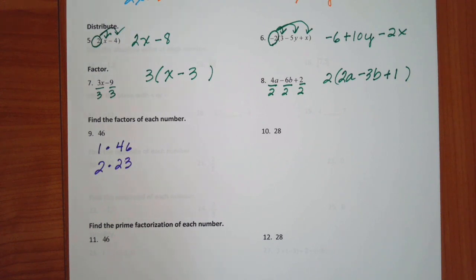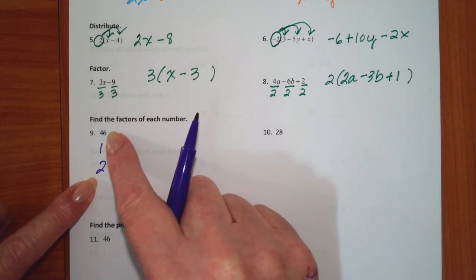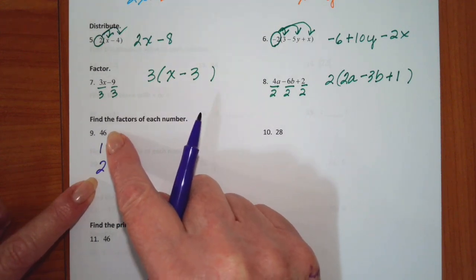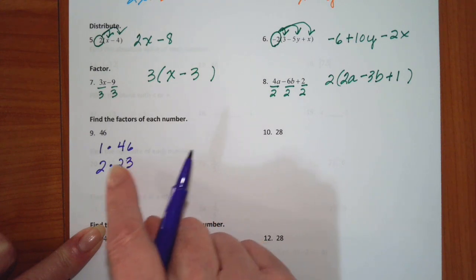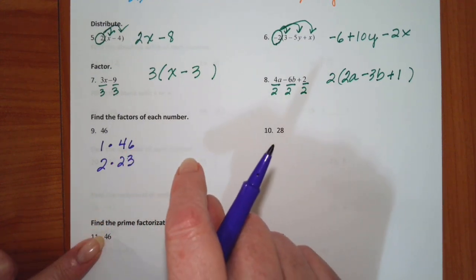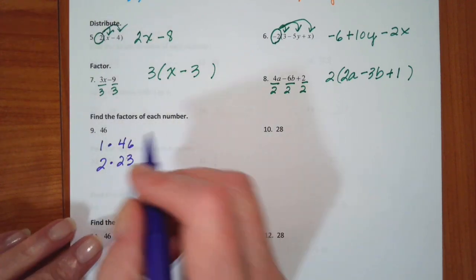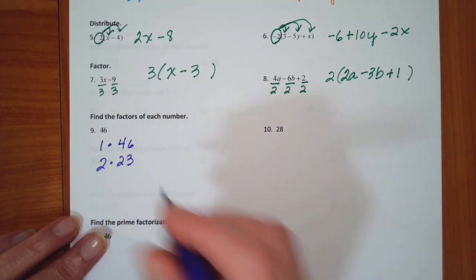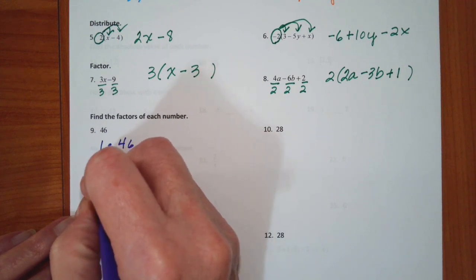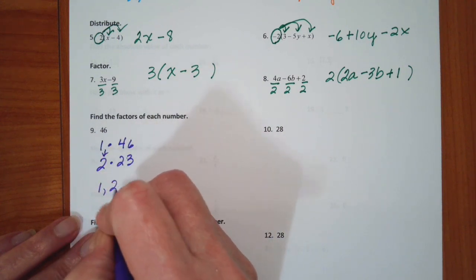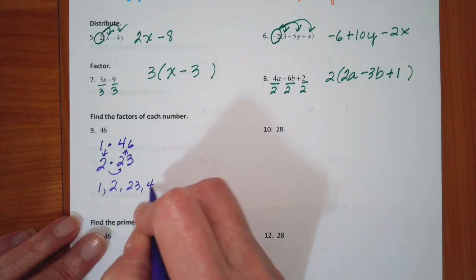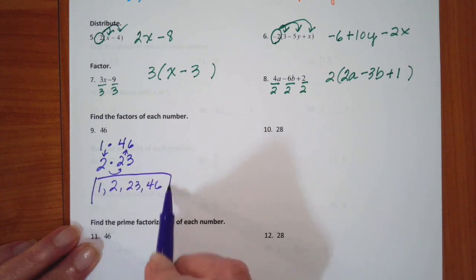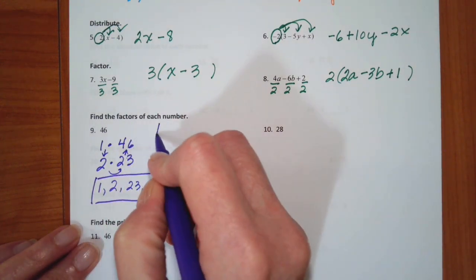Now, I would keep trying and trying, so I'd go to 3. It is not divisible by 3. It is not divisible by 4, or 5, or 6, or 7. And I get to the point where I think, well, 23 is a prime number, which means there's no other factors that go in this. But when it says find the factors of each, that means I list them. So my list has 1 and 2 and 23 and 46. So this is my answer. So make sure that this is a list.